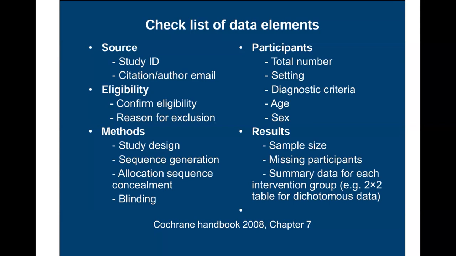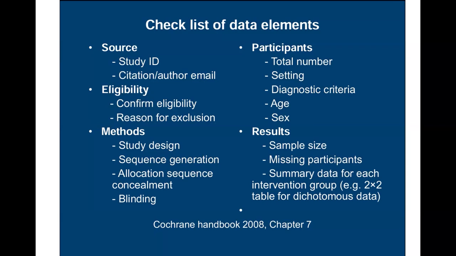And eligibility, confirm eligibility. If it is excluded, then what is the reason for exclusion? Many times the reviewers may ask for specific studies, why that study was excluded or why that study was included. So methods, study design, details of the study design you have to note. Then sequence generation method, how the sequence was generated. Then allocation sequence concealment, how the randomized sequence that was generated was concealed.